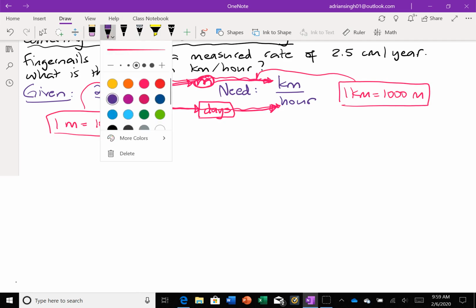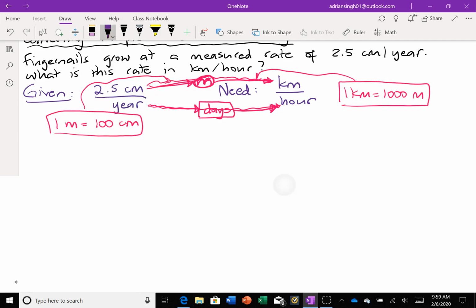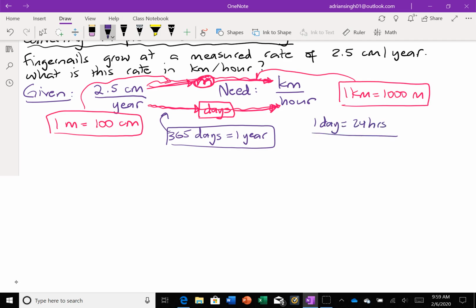For the time conversion, there are 365 days in 1 year. We can use that to convert years into days. And then from days into hours, we know that for every day there are 24 hours. So we have all the tools now, all the equalities that we can possibly use to help us solve this problem.